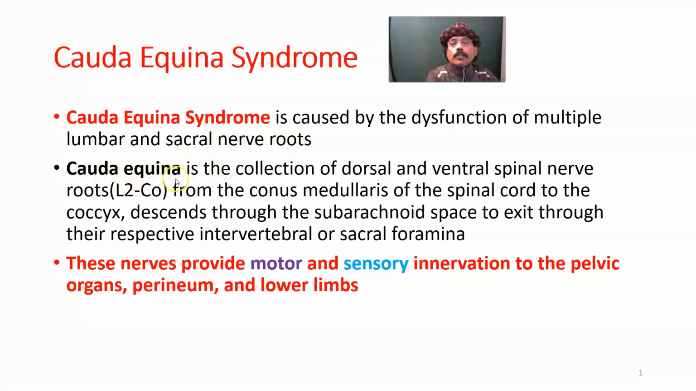What is Cauda equina? Cauda equina is the collection of dorsal and ventral spinal nerve roots from lumbar 2 to coccyx 1, from the conus medullaris, that is the lower end of the spinal cord, to the coccyx inside the vertebral canal. Cauda equina means the tail of a horse. The nerve roots in a collection look like a horse tail, so it is called Cauda equina.